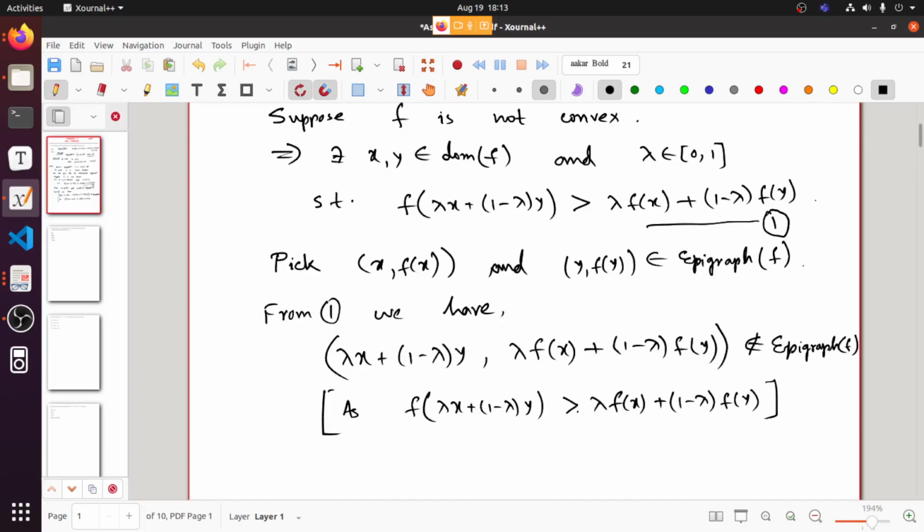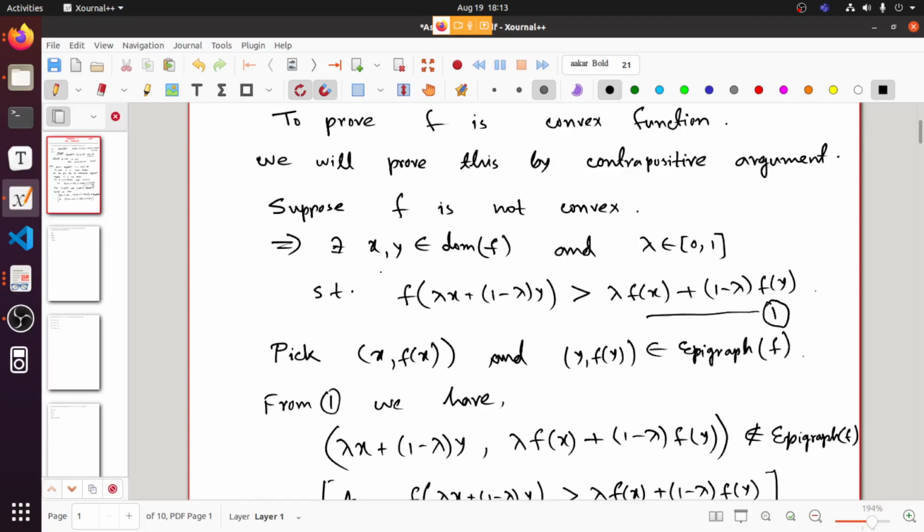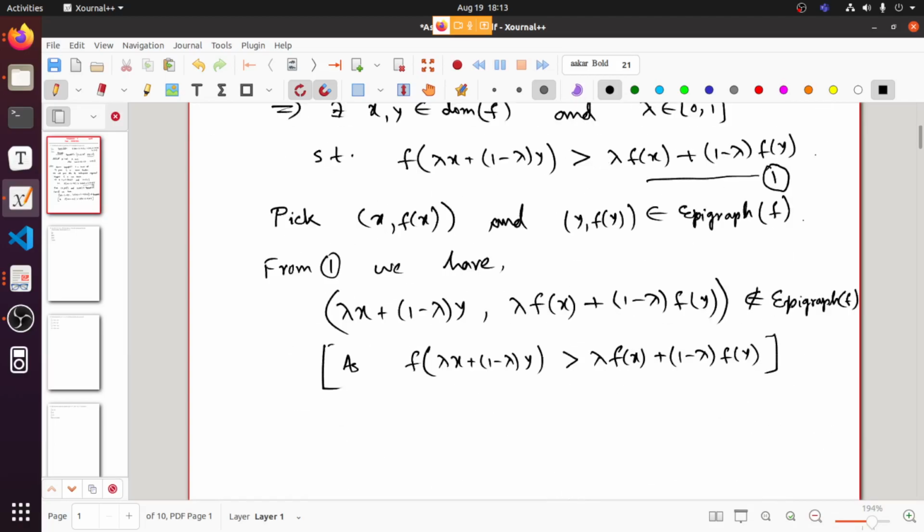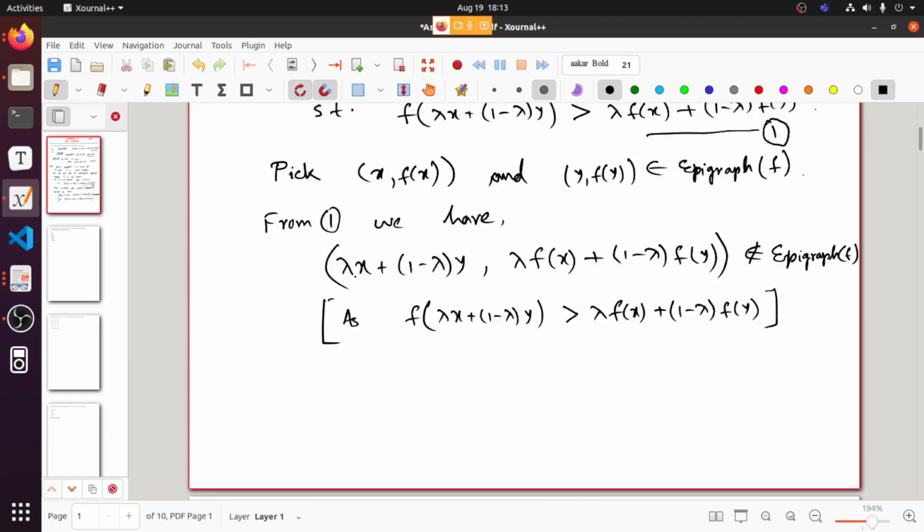And epigraph, the definition is that this should be less than or equal to this. So we get that if these two points (x, f(x)) and (y, f(y)) belong to epigraph, then the linear combination does not belong to epigraph. But our assumption is that the epigraph is a convex set, right? So this is a contradiction.